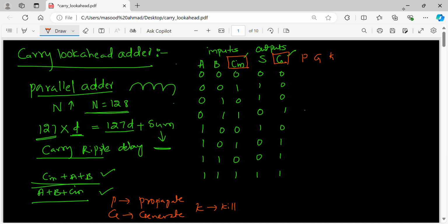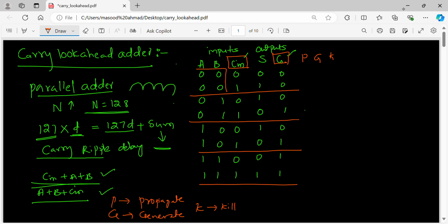When AB is 0, 0, when AB is 0, 1, when AB is 1, 0, when AB is 1, 1, I have divided all the possible 8 cases into 4 segments. When the inputs are 0 and 0, your carry out is always 0 and doesn't depend on carry in, which means it is killing the carry. Killing the carry means K is equal to 1. For the rest of the cases there is no more kill.